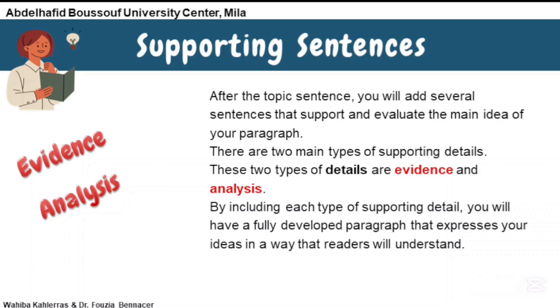Effective supporting details or sentences often include evidence right after the topic sentence. Evidence refers to factual information that can support your claim or argument or whatever topic you're discussing. Evidence, in fact, backs your claims and makes your writing more convincing. The evidence you present in your paragraph will frequently be information from an outside source. So, what are these outside sources?